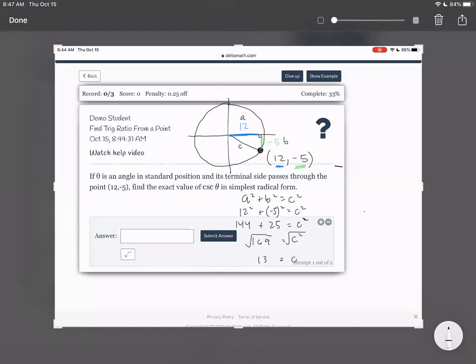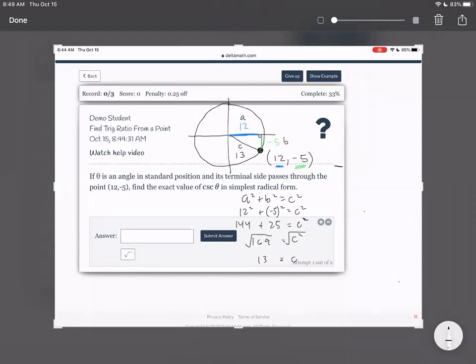Remember that your C value is always a positive number, since it is just the radius of the circle, just the distance from the center to your point. So we have positive 13 here. Okay, any questions up until here? I'm going to pause the recording.